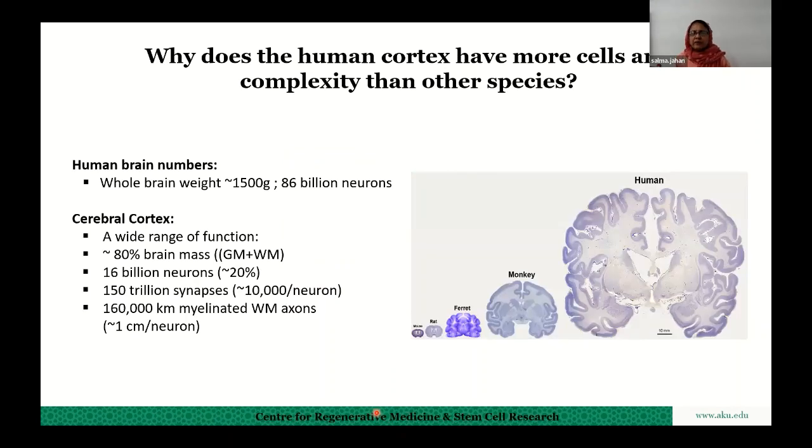There is a big difference between the human and other species because of the complexity, due to the different cell types, the size of the human brain, the number of neurons, the number of connections, and the number of different functions which a human brain performs on a daily basis compared to other species. So we need to understand all this complexity in a dish, using a special model system to answer all these questions which we have.